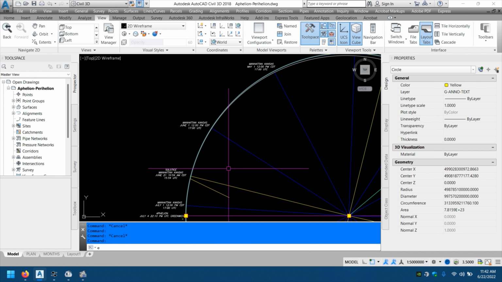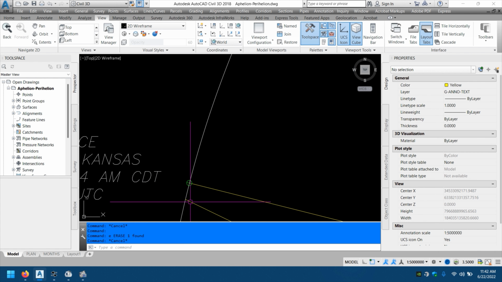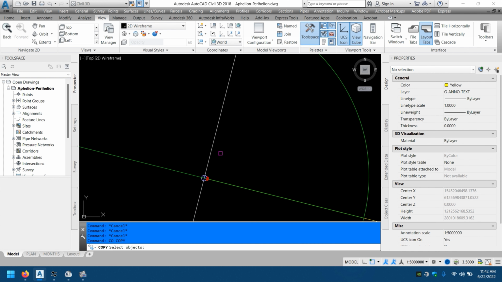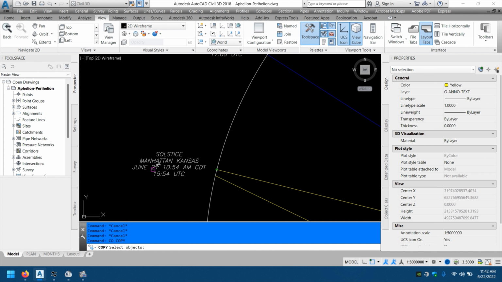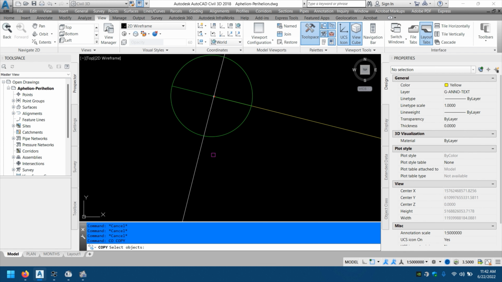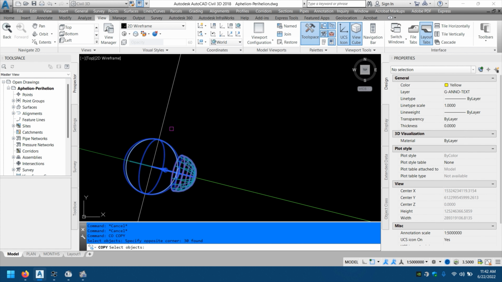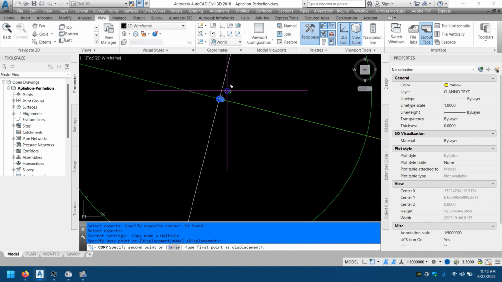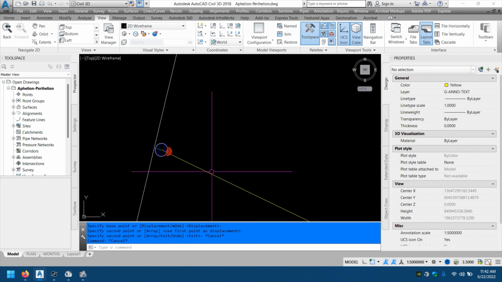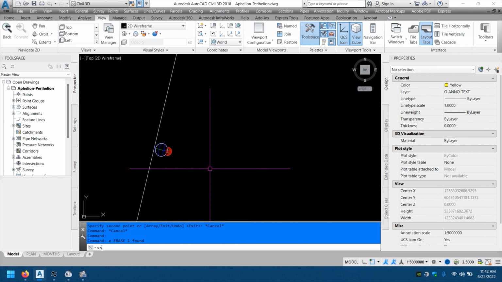Right here is my intersection. So we'll copy. This is from back in '21, I guess, when I did it, because the earth won't always be in the same place each year. So we'll copy that to here, and then I strike a line from the center.